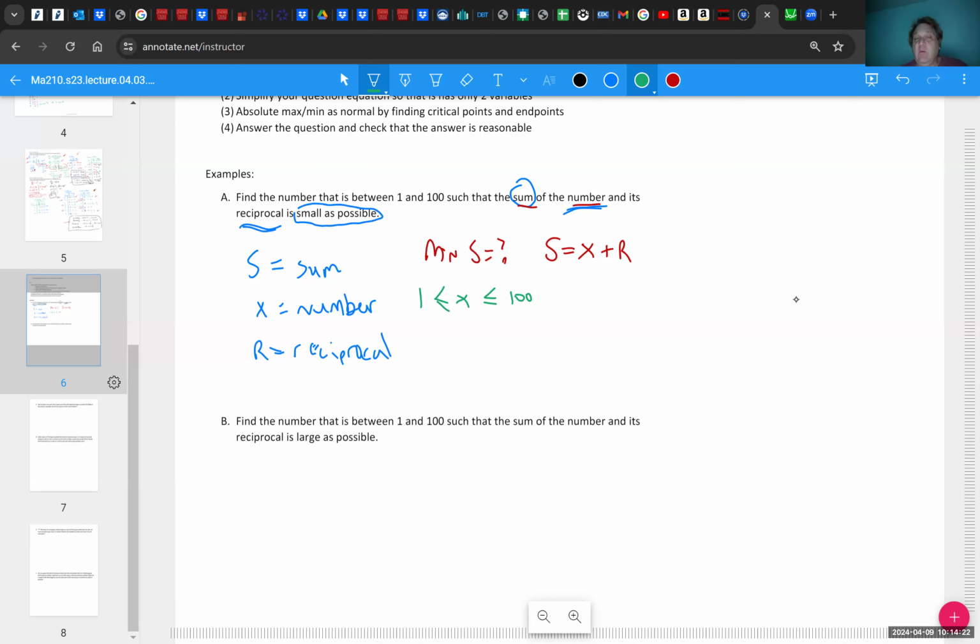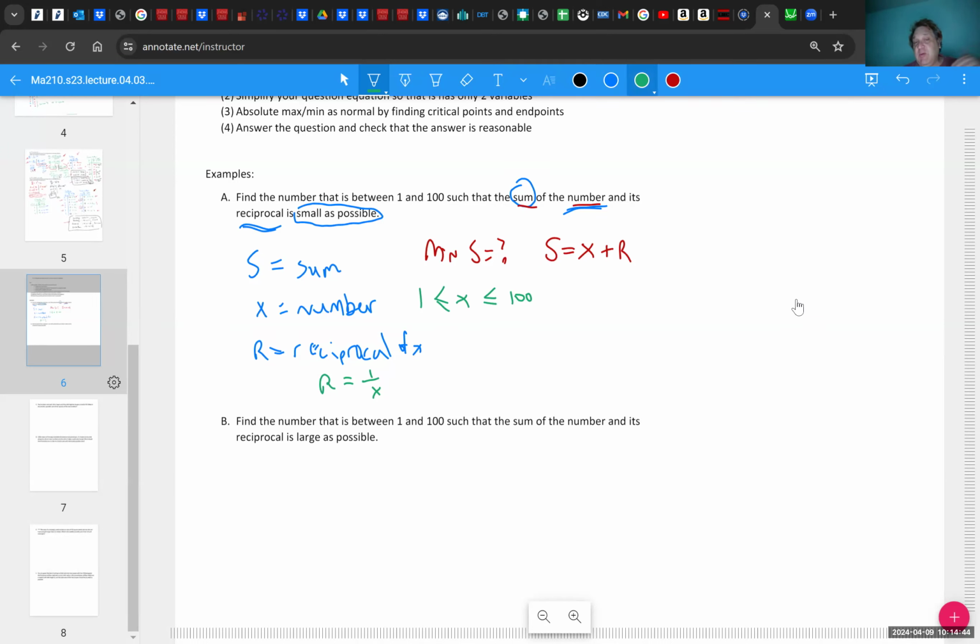So it can be between 1 and 100. The reciprocal, well, how do you find the reciprocal of a number? The reciprocal is 1 over x. So maybe I'll say reciprocal of x here since I forgot. The reciprocal of x is 1 over x.